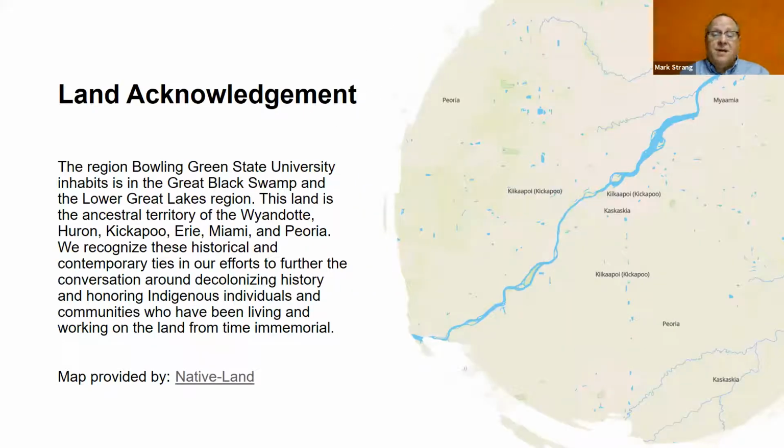To start with for today's presentation, I would like to do a land acknowledgement. The region Bowling Green State University inhabits is the lower Great Black Swamp and the lower Great Lakes region. This land was the ancestral territory of the Wyandot, the Huron, the Chickasaw, the Erie, the Miami, and the Peoria. We recognize these historical and contemporary ties in our efforts to further the conversation around decolonizing history and honoring Indigenous individuals and communities who have been here living and working on the land from time immemorial. An excellent resource to find out who is in your area is Native Land.